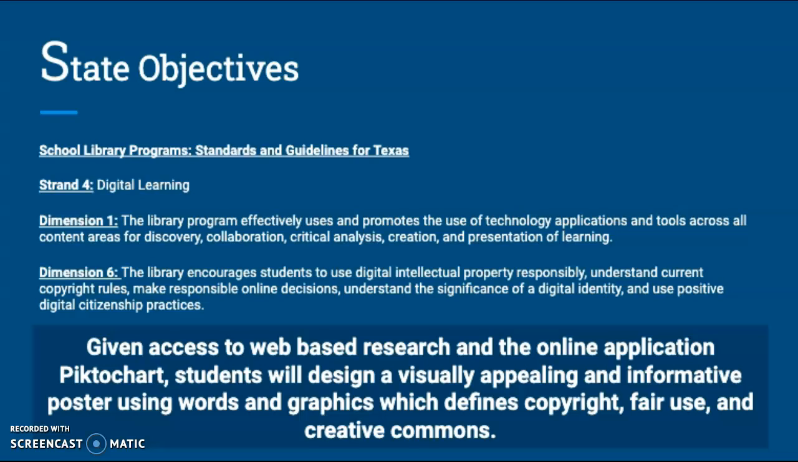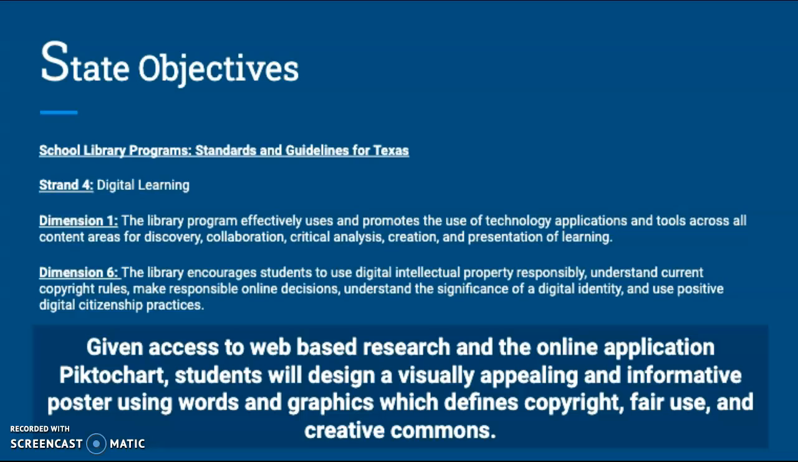State objectives. School Library Programs, Standards and Guidelines for Texas, Strand 4, Digital Learning, Dimension 1. The library program effectively uses and promotes the use of technology applications and tools across all content areas for discovery, collaboration, critical analysis, creation, and presentation of learning. Dimension 6. The library encourages students to use digital intellectual property responsibly, understand current copyright rules, make responsible online decisions, understand the significance of digital identity, and use positive digital citizenship practices.